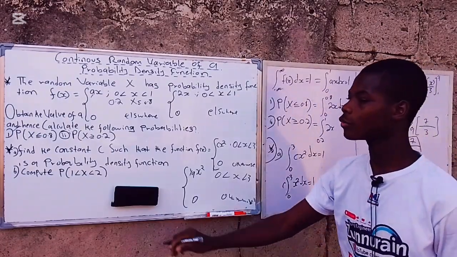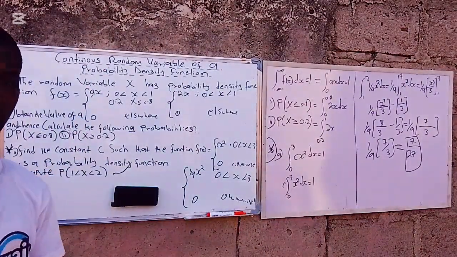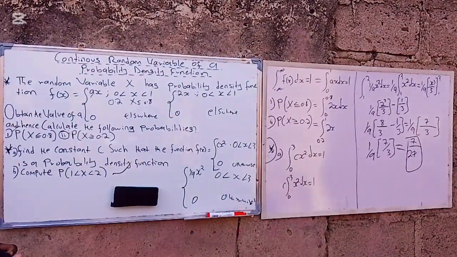So therefore this is all for computing the probability of 1 less than x less than 2. So this is the end of this class.